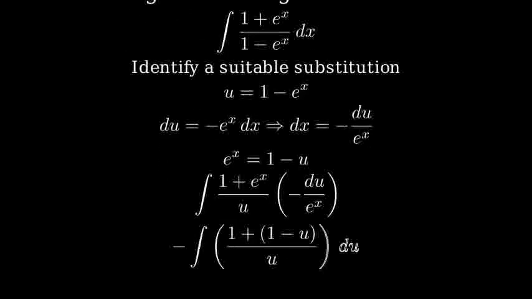We can separate the terms in the integral. The first term becomes 1 over u, and the second becomes (1 minus u) over u, which simplifies to 1 over u minus 1.